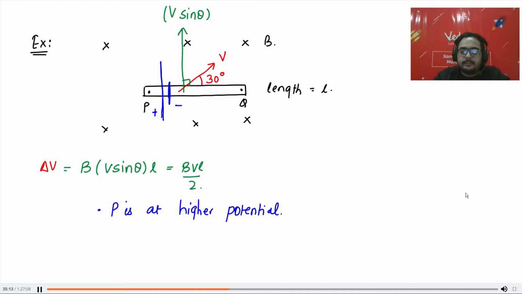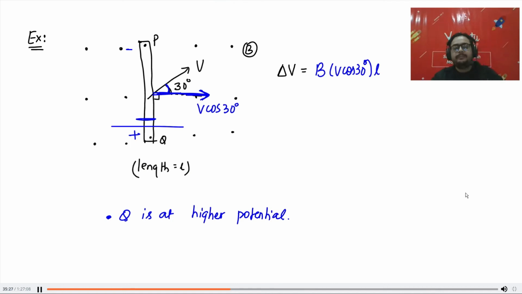Okay, now the doubt comes. Why is it cos 30 degrees? Anirudh, what will be this component? Just tell me this. Should I write sine 30 degrees or cos 30 degrees? It's a very simple question. This is velocity v. This angle is 30 degrees. Which component is this? Is this cos or sine? Anirudh, please answer.